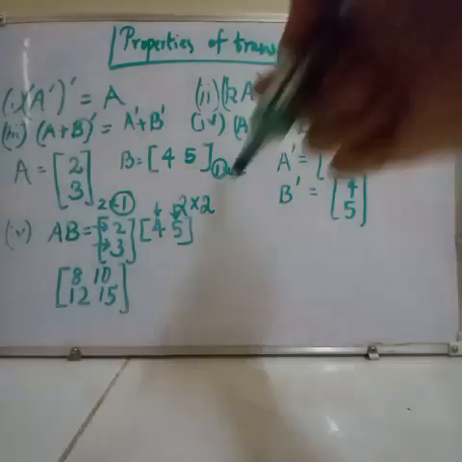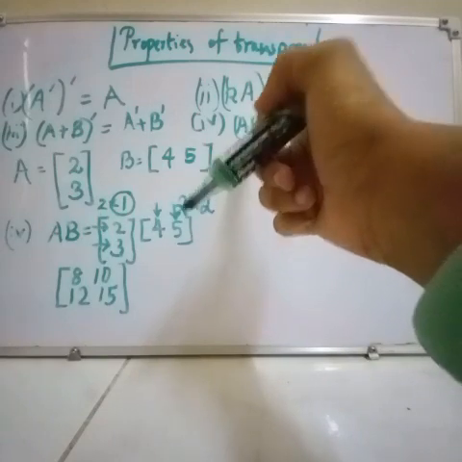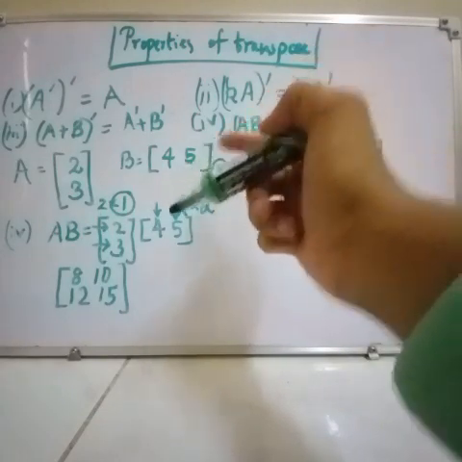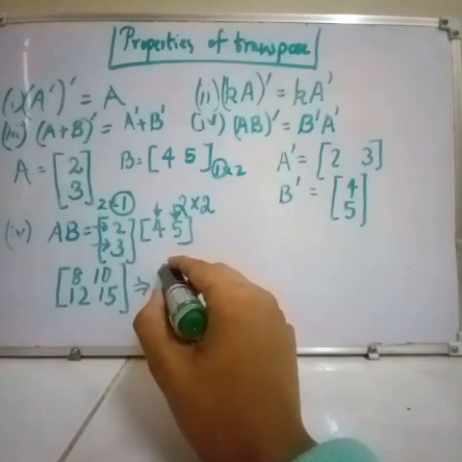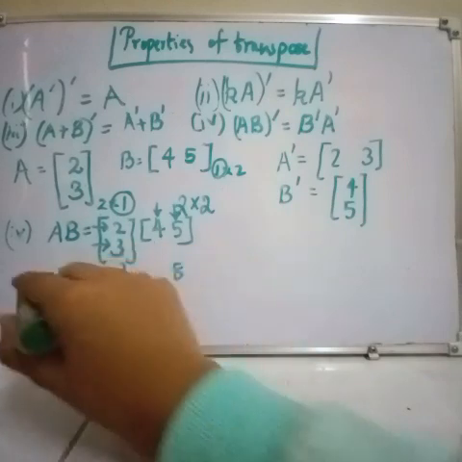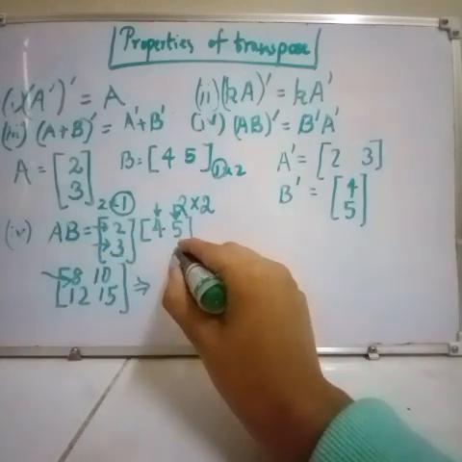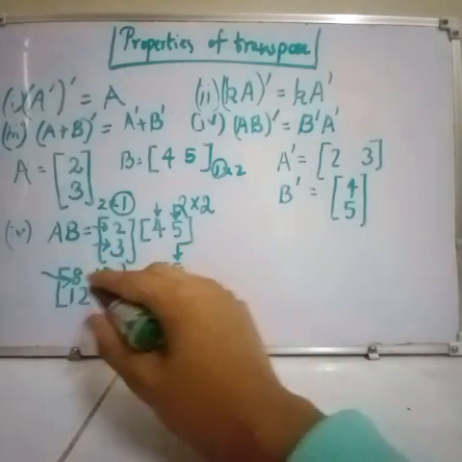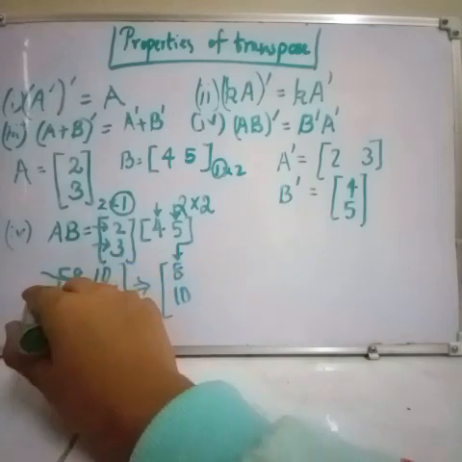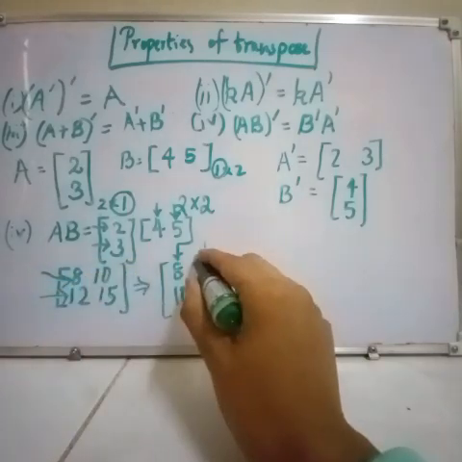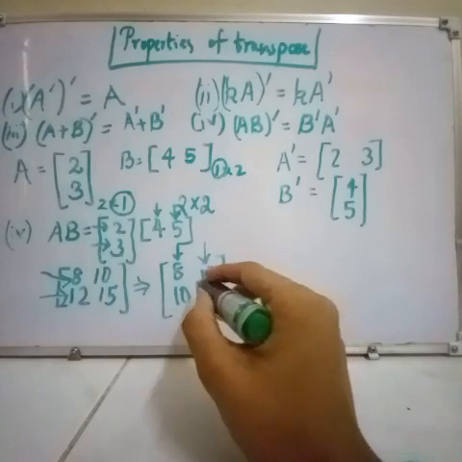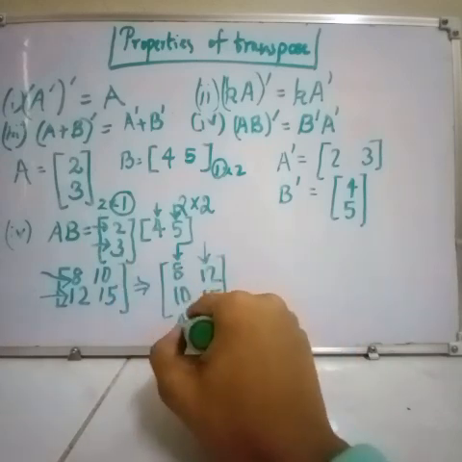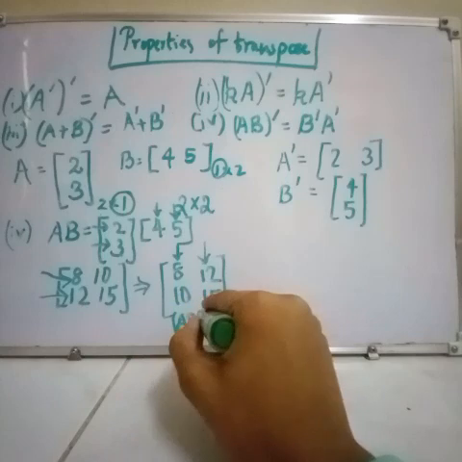Now we have to find (AB) whole transpose. Just interchange the rows with the columns. The first row becomes the first column, 8 and 10. The second row becomes the second column, 12 and 15. So this is our (AB) whole transpose.